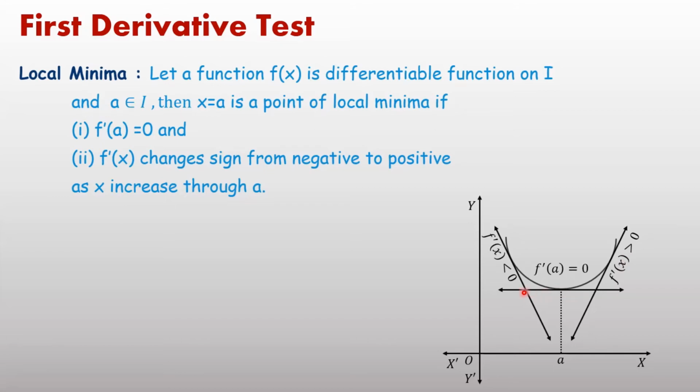It implies f'(x) changes sign from negative to positive as it passes through x equal to a, or as x increases through a. Then we can say x equal to a is a point of local minimum. First condition: the function f(x) is given, differentiate it. Second step, if f'(x) equal to 0, find the value of a. After that, check the nature of f'(x) as x increases through a.